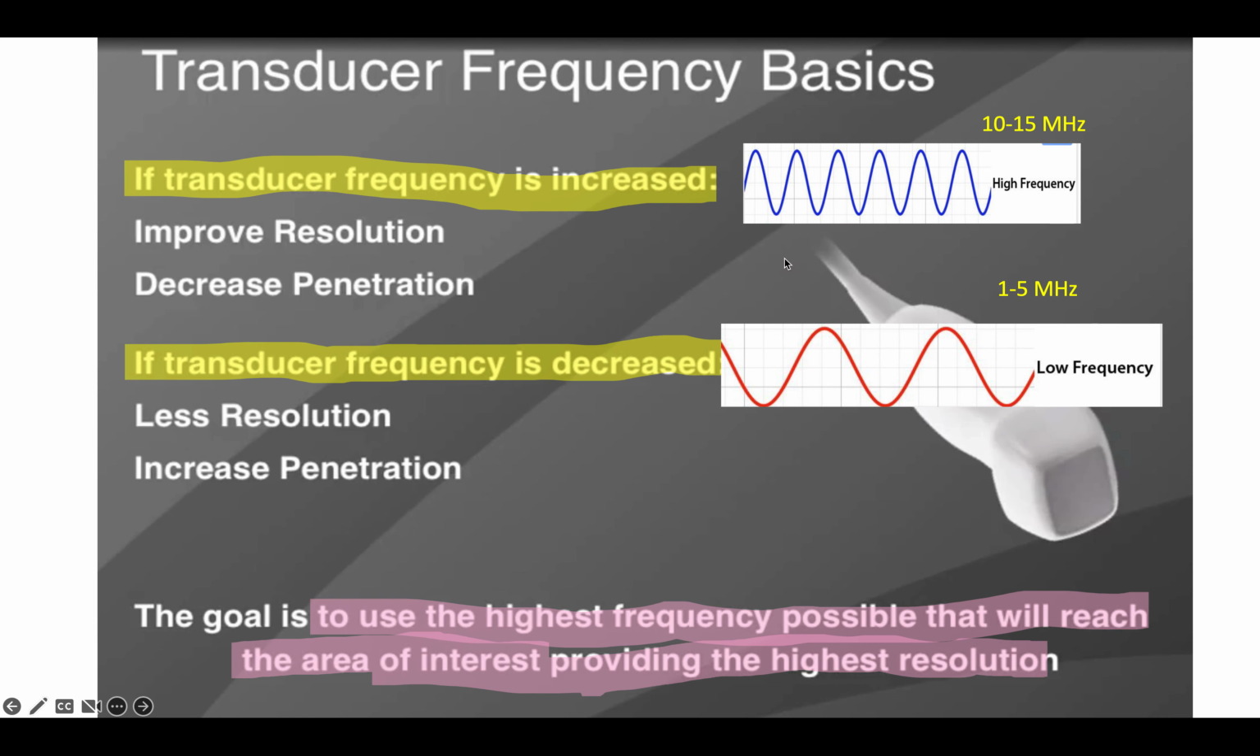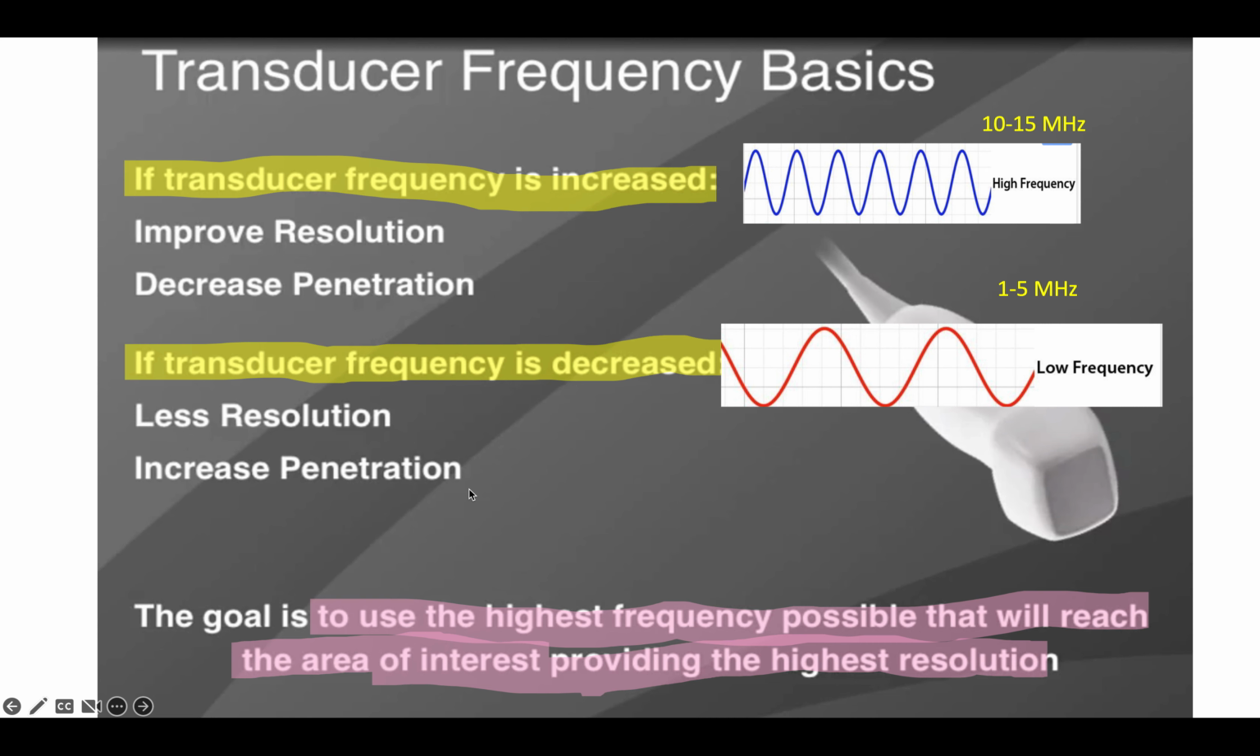So you have to remember that the higher the frequency, the better is resolution of the image. Resolution meaning ability to distinguish two separate points as separate, not smudged together. But at the same time, the higher the frequency, the less is penetration. And everything is vice versa with a low frequency transducer. It's less resolution, but it's higher penetration.